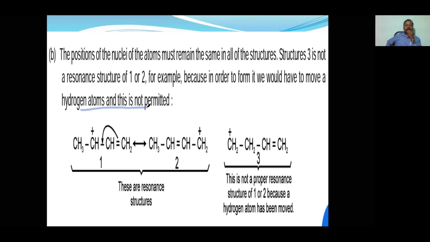The first one is but-1-ene. See here, this is a pi bond, a double bond. This is also a carbon positive with a double bond. But there is no such condition here in the third. That's why they are not resonance structures. The number of atoms must be the same as previously.